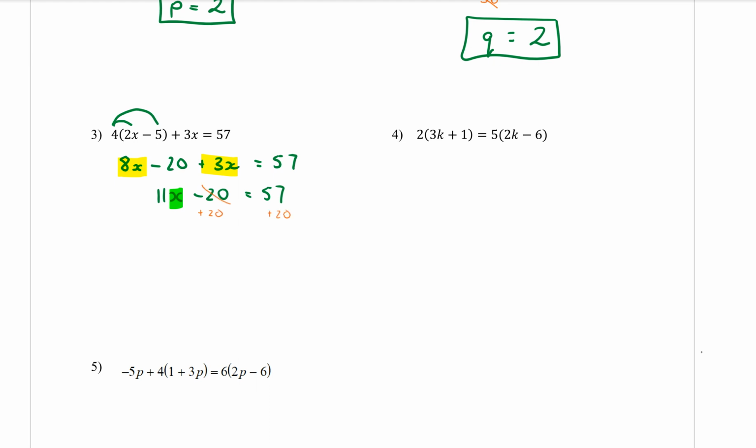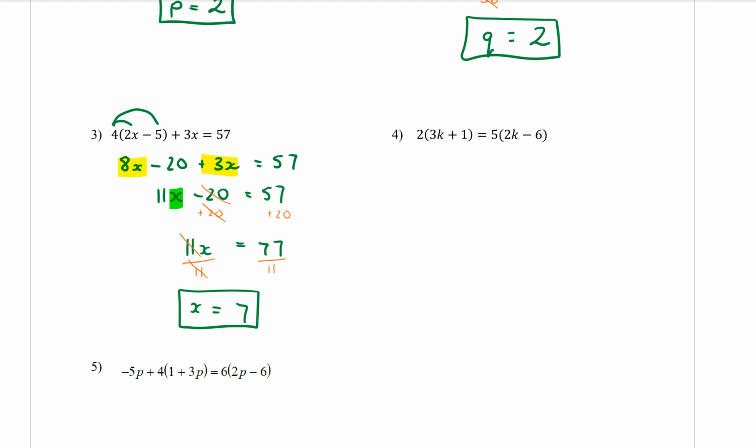Cross the 20s off. I have 11x equals 57 plus 20, which makes 77. Next step, and last step, is to get rid of that 11. It is multiplied, so the opposite is to divide by 11. Get rid of that. X is by itself. 77 divided by 11 is 7.